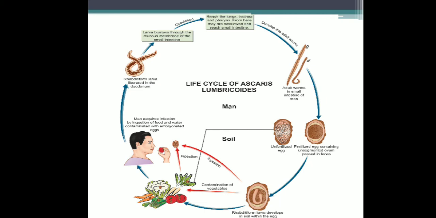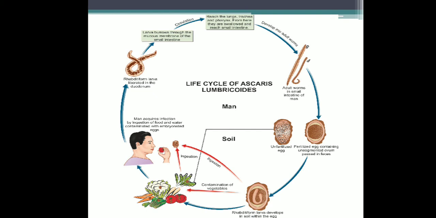They become sexually mature in about 6 to 12 weeks, and the females start laying eggs to repeat the cycle. The adult worm lifespan is around 12 to 20 months. So that is the life cycle of Ascaris lumbricoides.